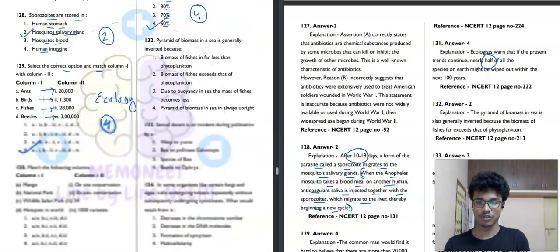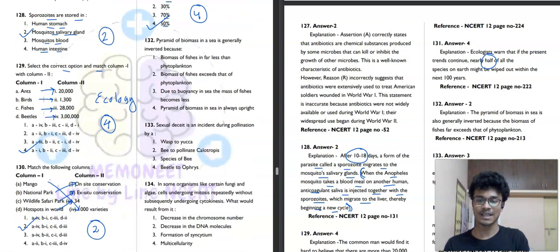Moving towards the next question, 130. It is saying that the pyramid of biomass in sea is generally inverted because the biomass of fishes exceeds that of phytoplankton. Then, due to buoyancy in sea, the mass of fishes becomes less. Then, the pyramid of biomass in sea is always upright. According to all the options, first of all, let's understand what this pyramid of biomass in sea is and why it is inverted.